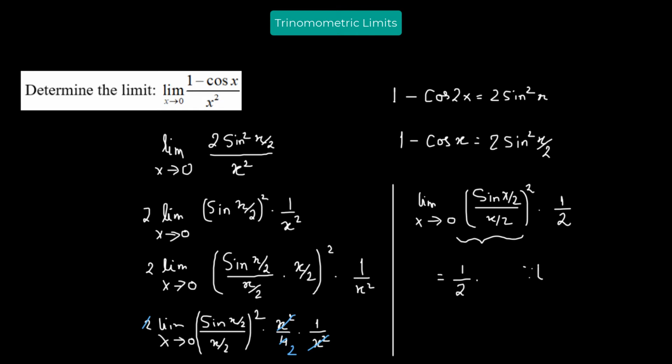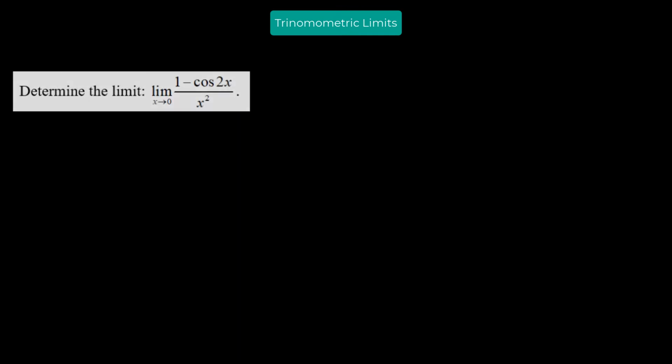So I'm using here the definition, the limit x tending to 0 sine x over x is equal to 1. Let us do another problem. So here we have the function 1 minus cosine of 2x divided by x squared. So we're going to change our numerator. So we have 1 minus cosine of 2x, so that will be 2 times sine squared of x divided by x squared. So we have limit x tending to 0.